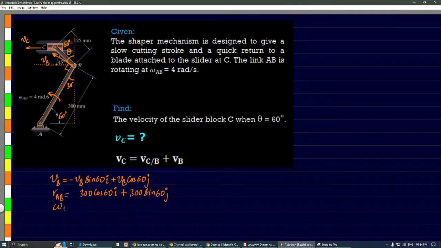Then same way, omega AB. What is omega AB? Omega AB is anti-clockwise. Use the right hand rule to define direction. Is it i, j, or k? It is k, because it is in Z direction towards us. Because it is towards us, we have to write it as 4k. All three are defined.